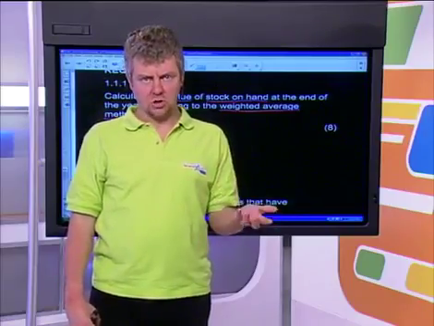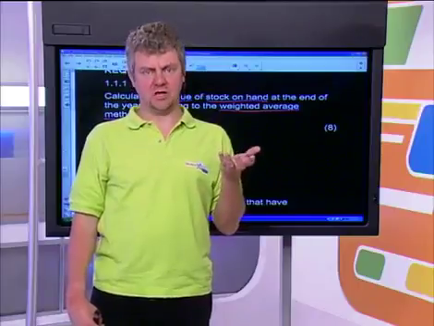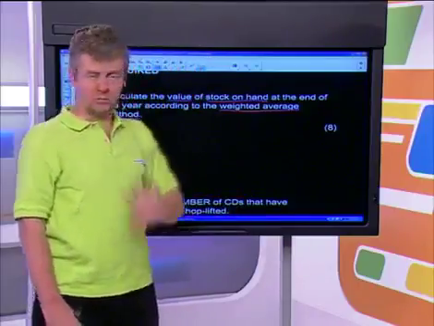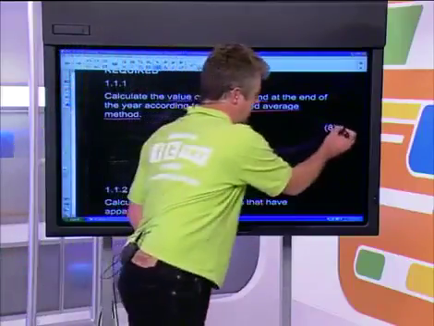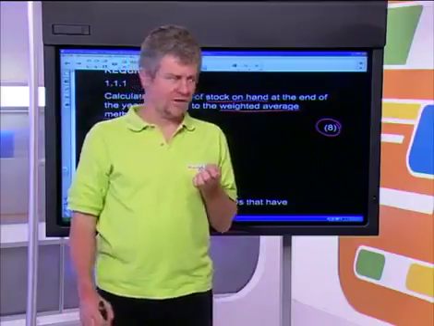So sometimes you get given a table or a stock control card in which you must calculate the value of the stock. But sometimes they can just give you the question completely blank and ask you to do it according to the weighted average method, and then you see 8 marks. So this is quite a big calculation. It carries a lot of marks, and it's something that you need to know how to do pretty well.